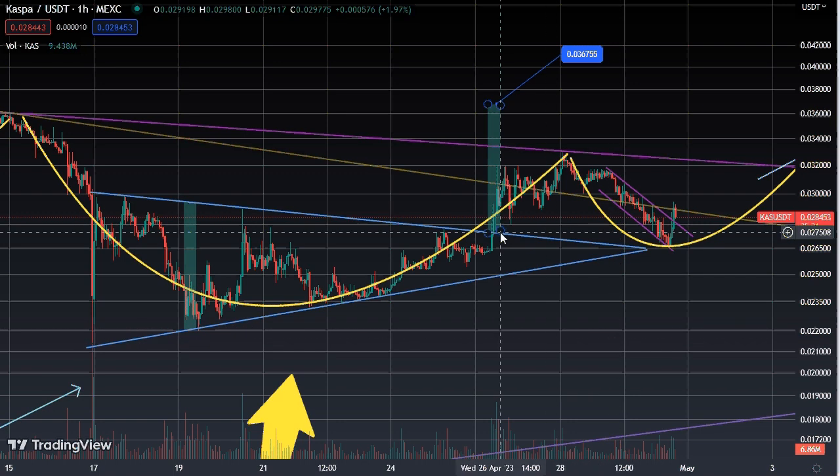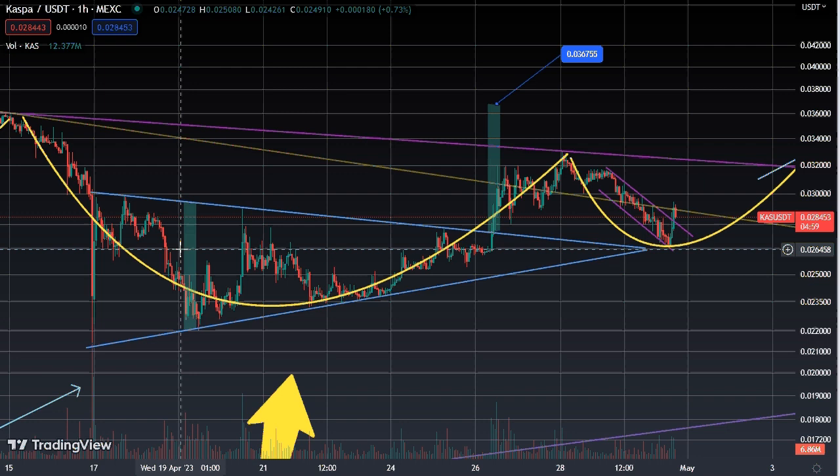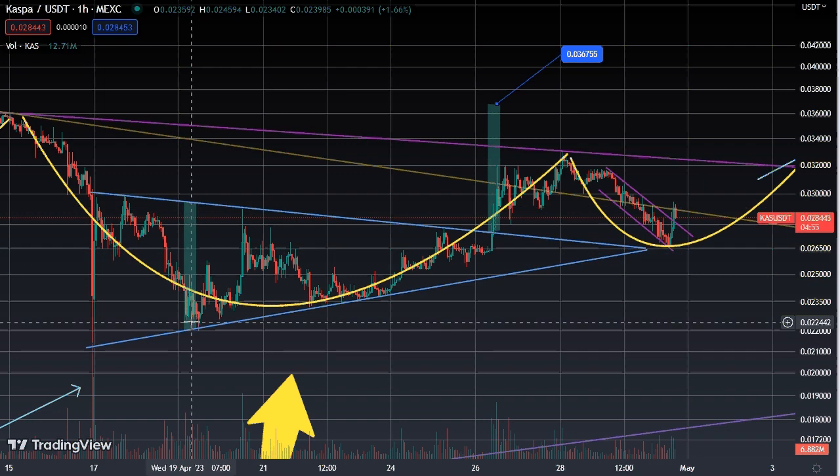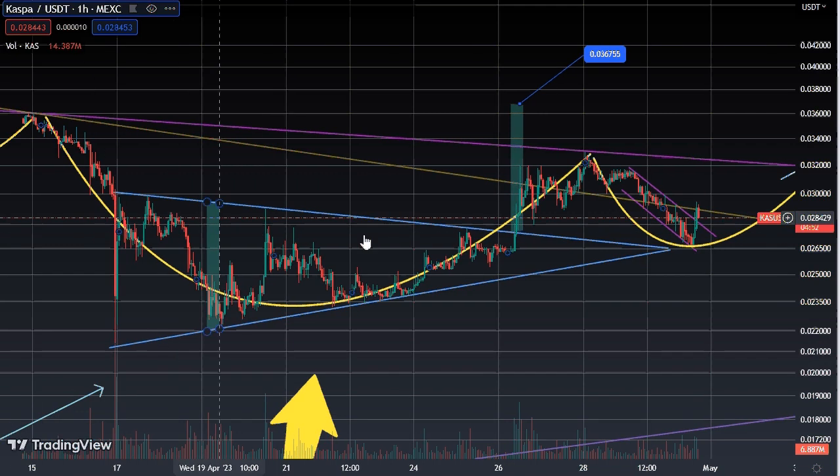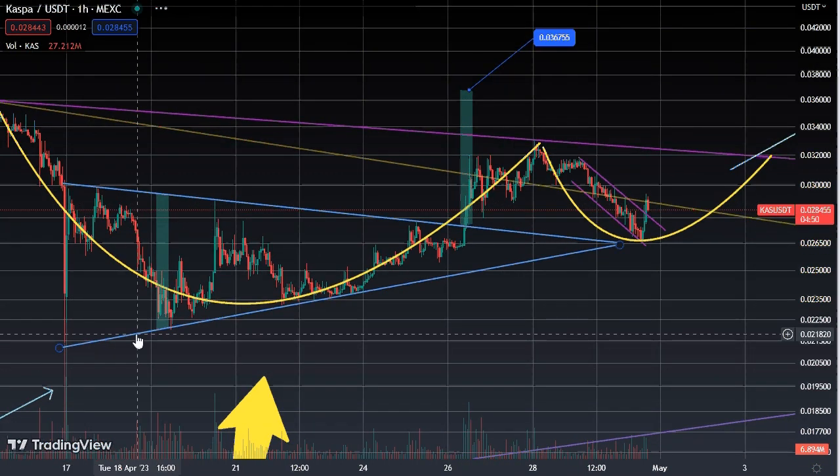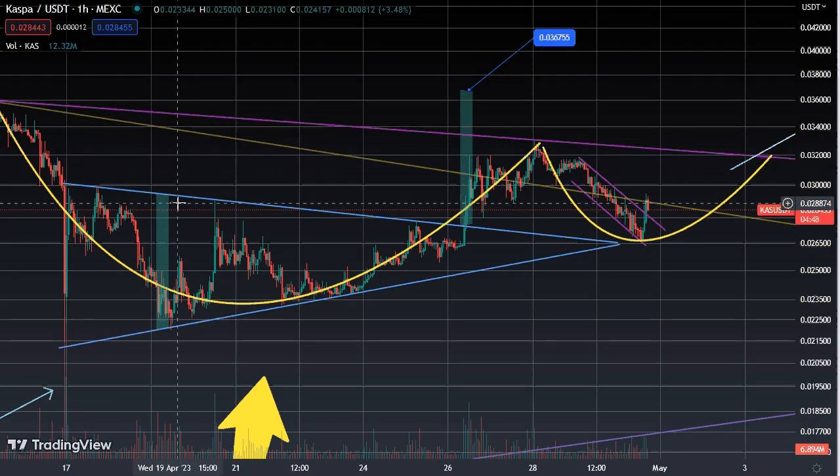So anyway, that pattern broke out, and with that breakout, we have a target based upon the height of the pattern. And I'm not going all the way back here. I'm being a little conservative. Going to this area here on the 19th, that's where the height of the pattern is.